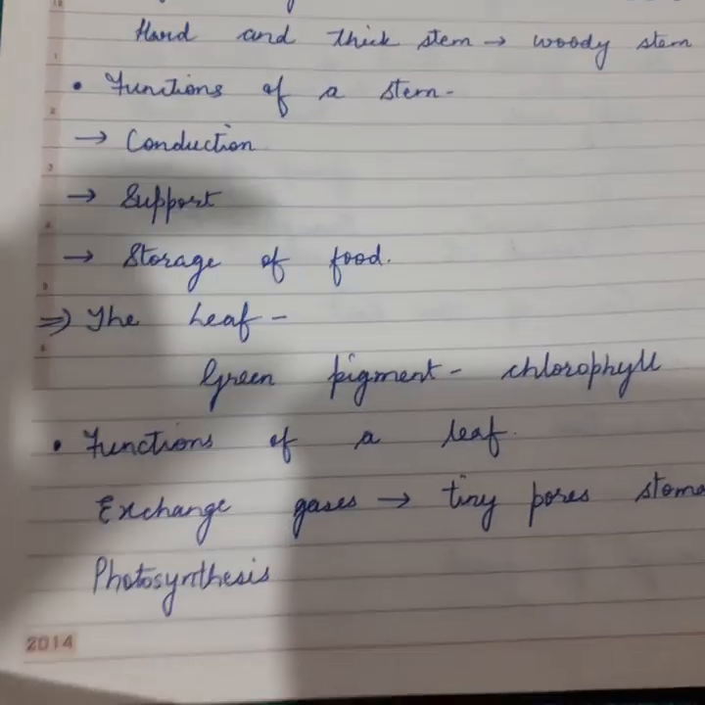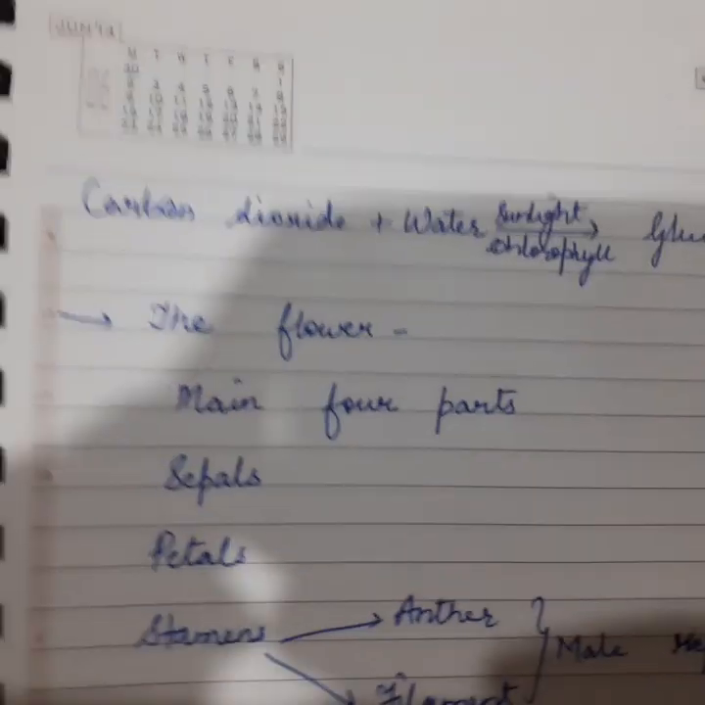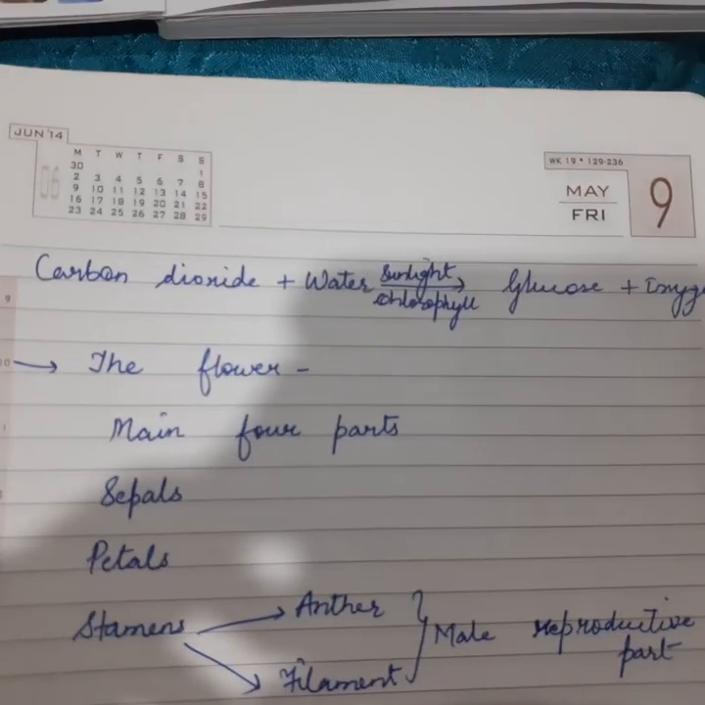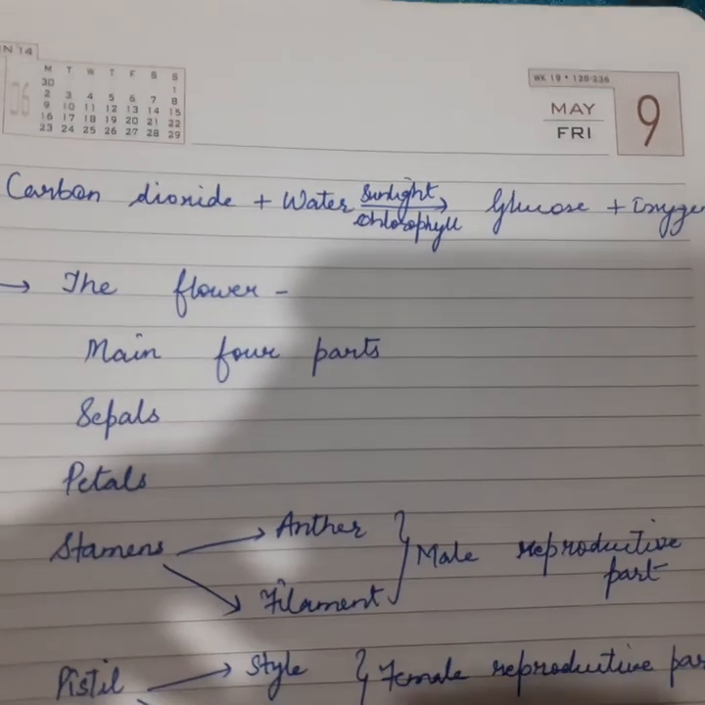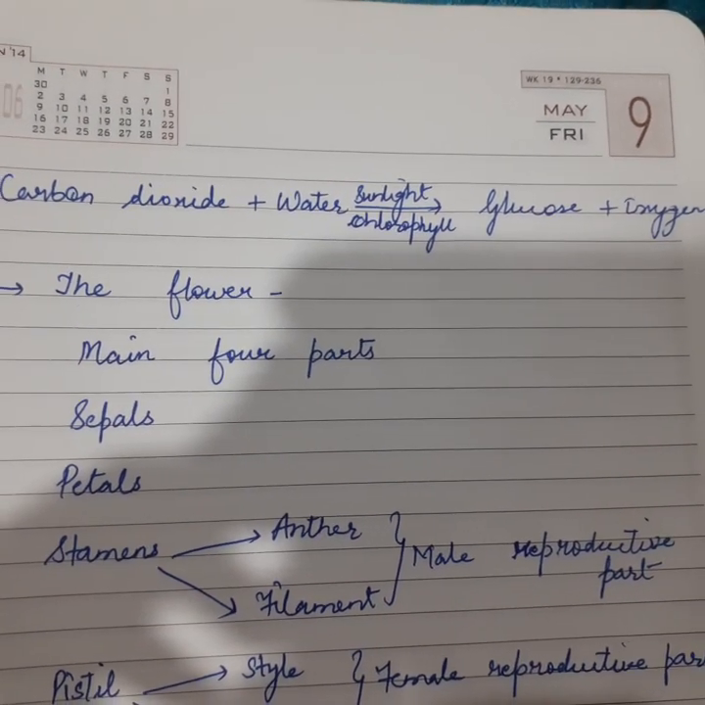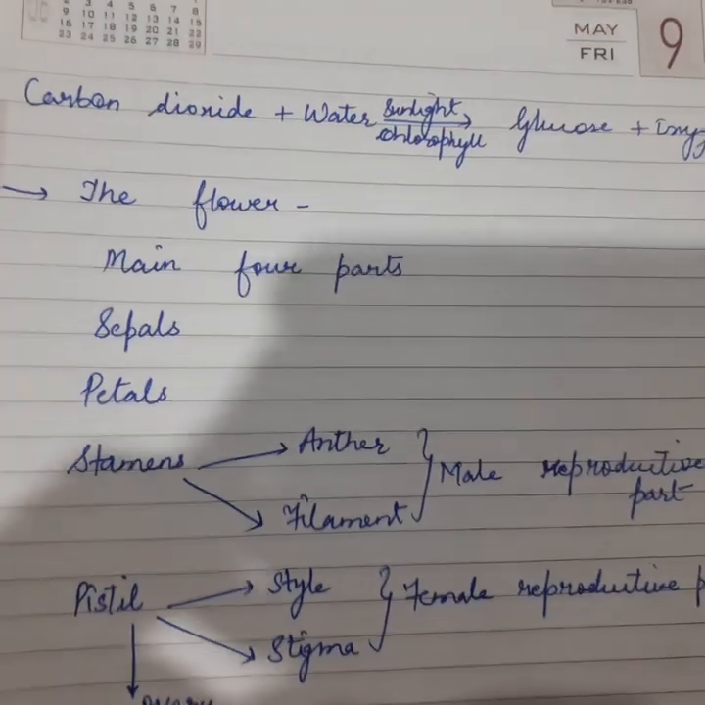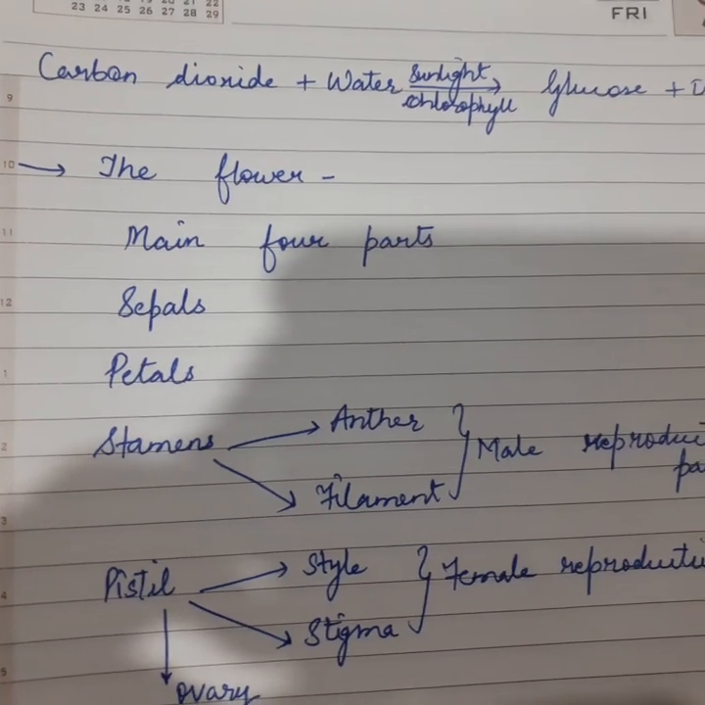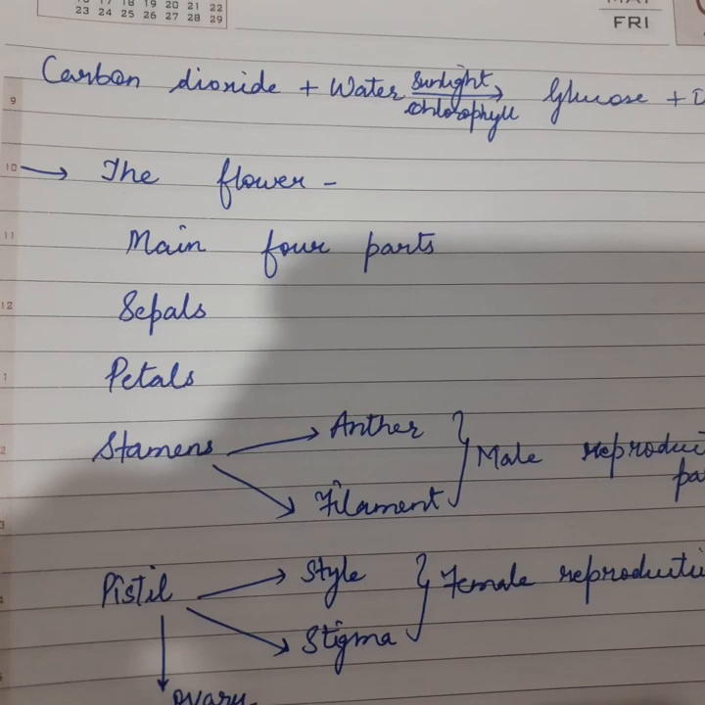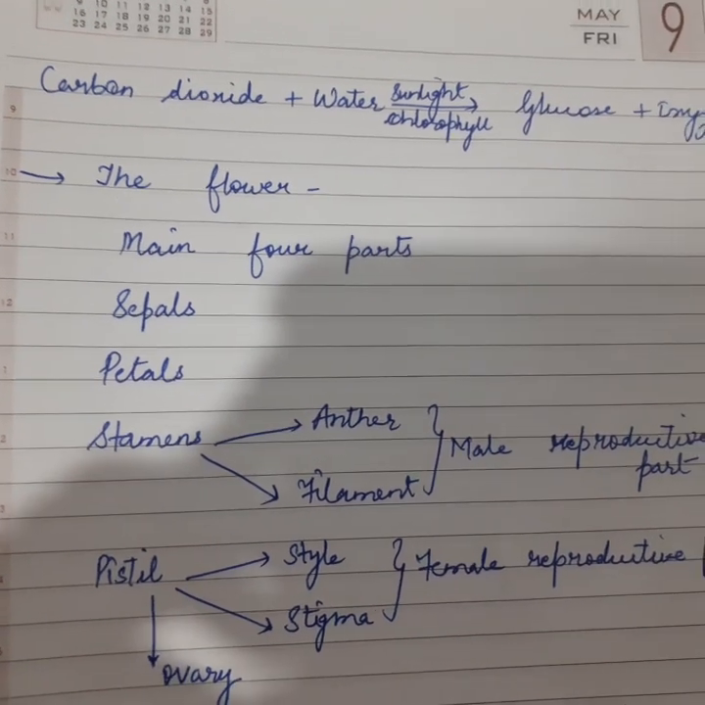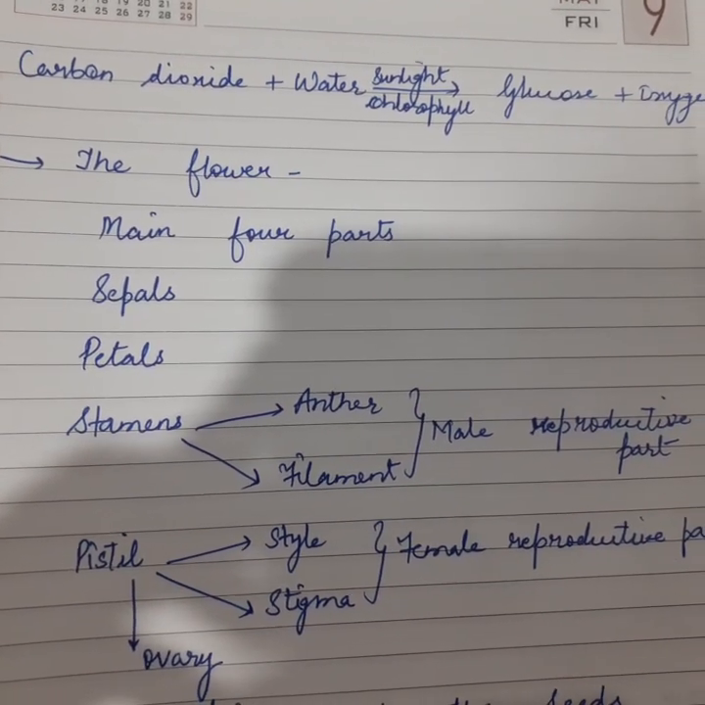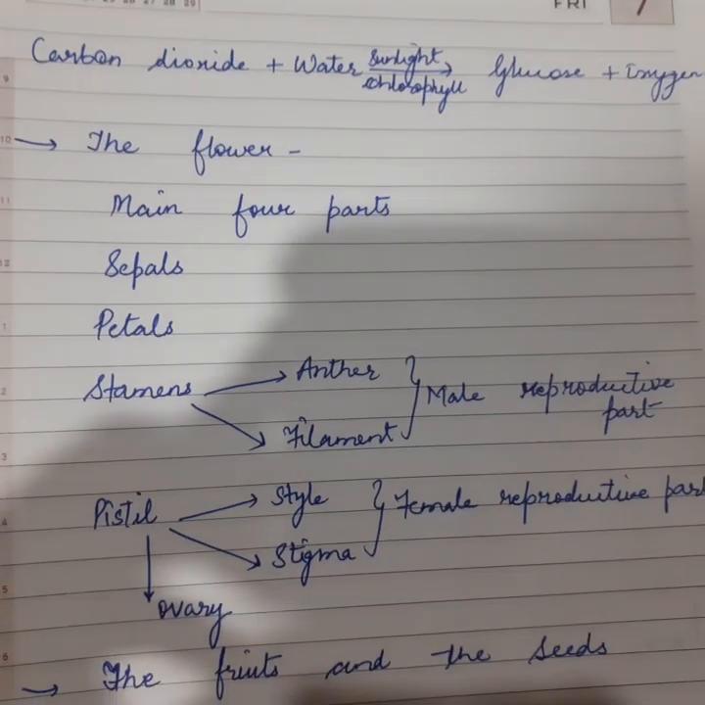We can summarize it as carbon dioxide plus water in the presence of sunlight and chlorophyll gives glucose and oxygen. Animals use oxygen released by the plants, and plants use carbon dioxide released by the animals or the human beings.